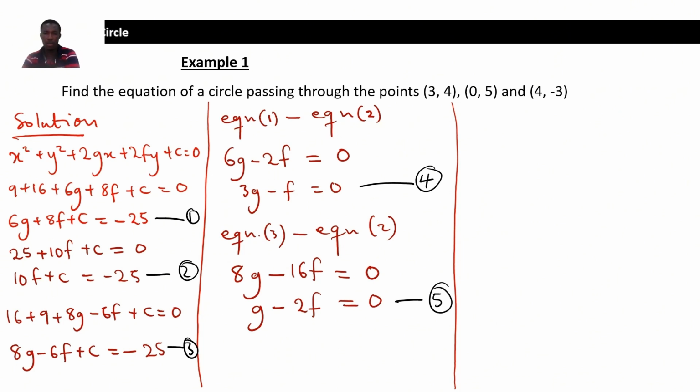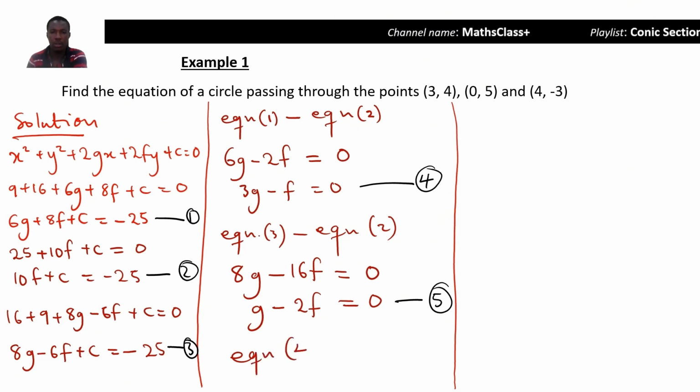Okay, so now I'm going to solve equation 5 and equation 4. So I'm going to multiply equation 4 by negative 2, and then I'll add the result to equation 5.